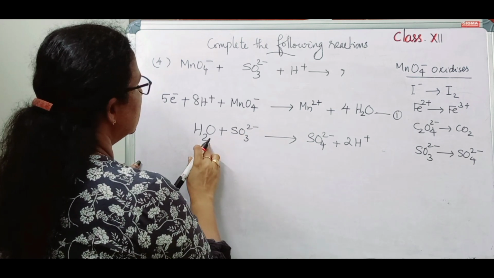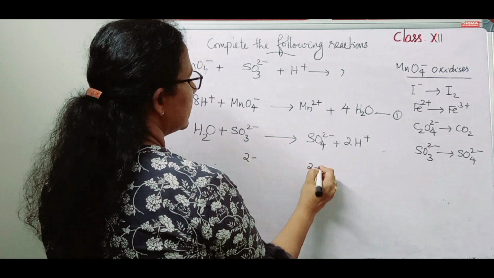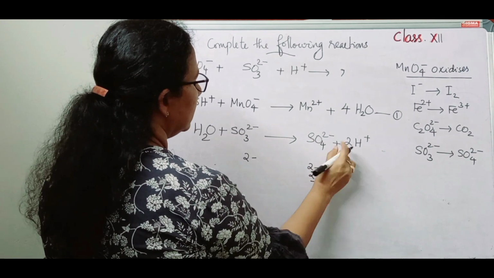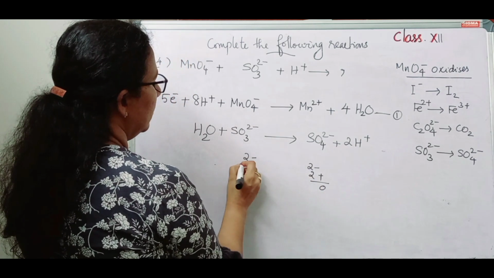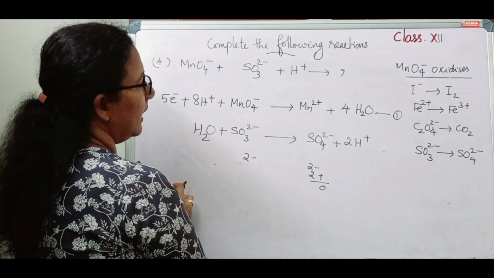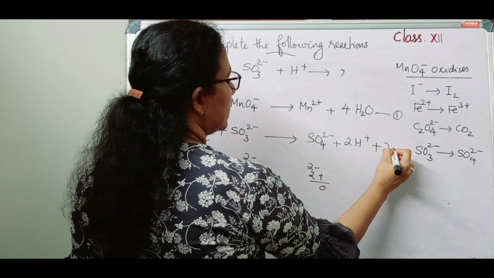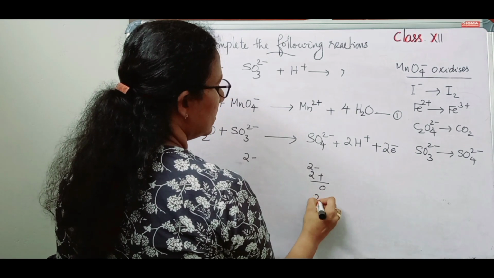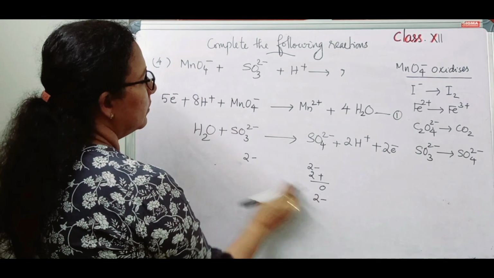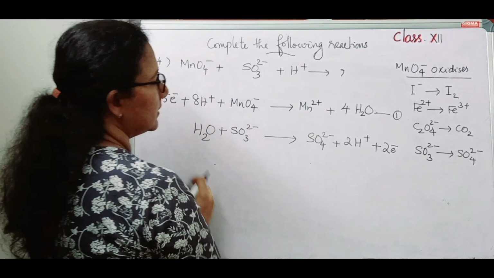Then comes charge balancing. Here this is neutral and this is 2 minus. This is 2 minus. This is 2 plus. So here the RHS is 0, it is 2 minus. So we will add electrons for balancing charge. We can add 2 electrons here. So 2 electrons means 2 minus charge. So it will be equal. So 2 electrons are added for balancing charge.